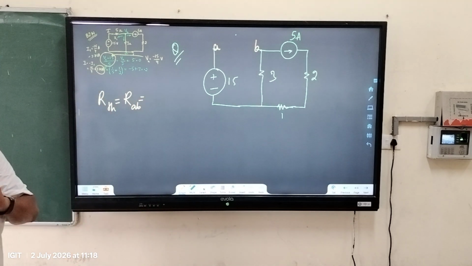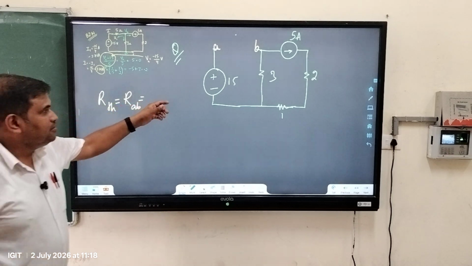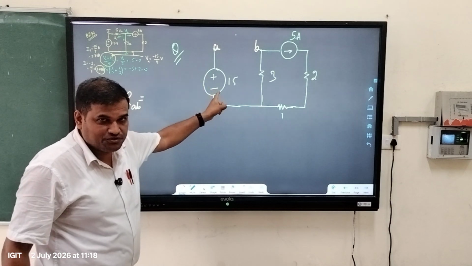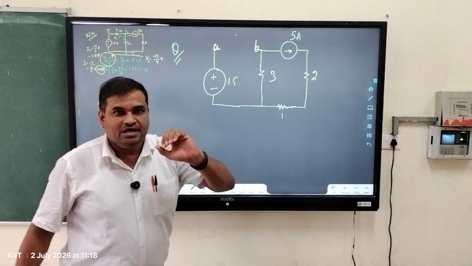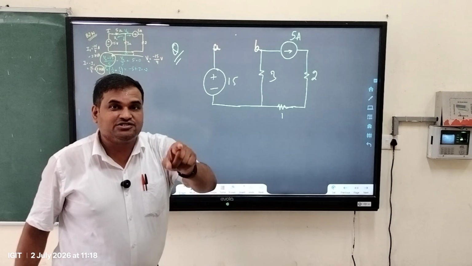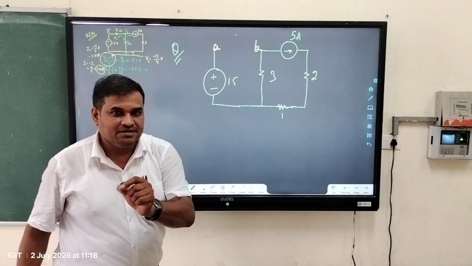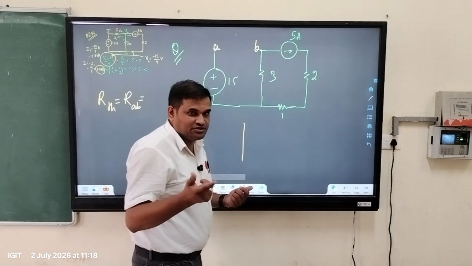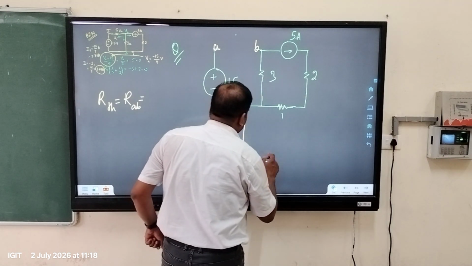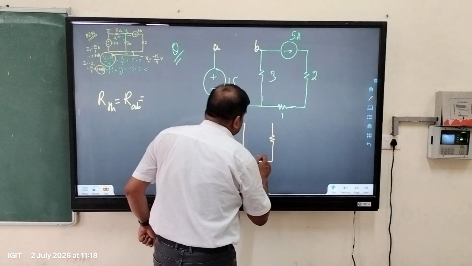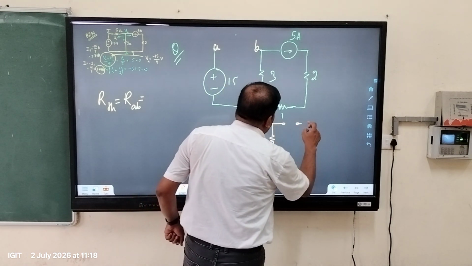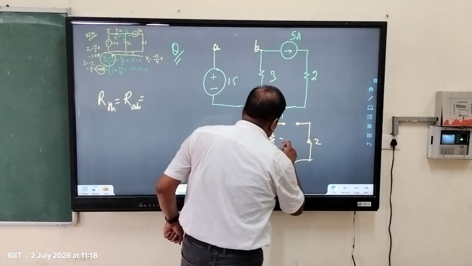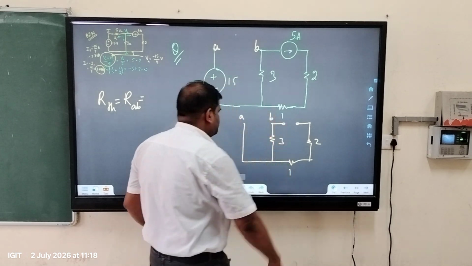RTH is RAB. What is RAB? To find out the value of RAB, you have to remove this voltage source as well as the current source and replace them by their internal resistance. Okay, let us redraw this. The internal resistance of the voltage source is 0, so short circuit. The internal resistance of the current source is infinite. Rest of the things will be as they are, 1, 2, 3, A, B.